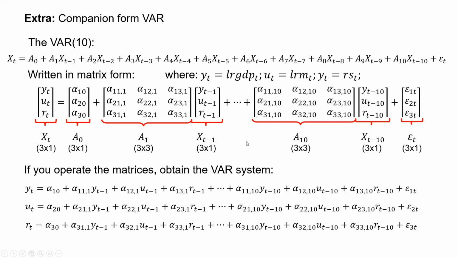Now, if you operate the matrices, you can actually get how the system would look equation by equation, right? You go row by row. So Y_t equals alpha 1,0, plus alpha 1,1,1 times Y_t-1, plus alpha 1,2,1 times U_t-1, plus alpha 1,3,1 times R_t-1. Then for minus 2, minus 3, minus 4, and so on until minus 10, which is alpha 1,1,10 times this, plus alpha 1,2,10 times this, plus alpha 1,3,10 times this, plus E1_t. Right, so that's the first row. The second row will be the same, but for U_t, and the third row for R_t.